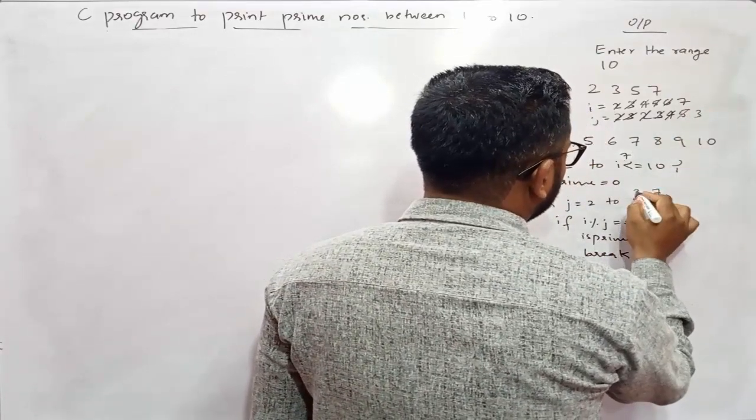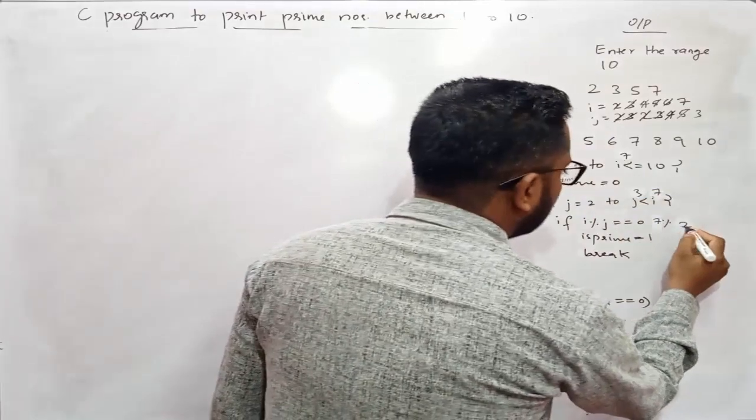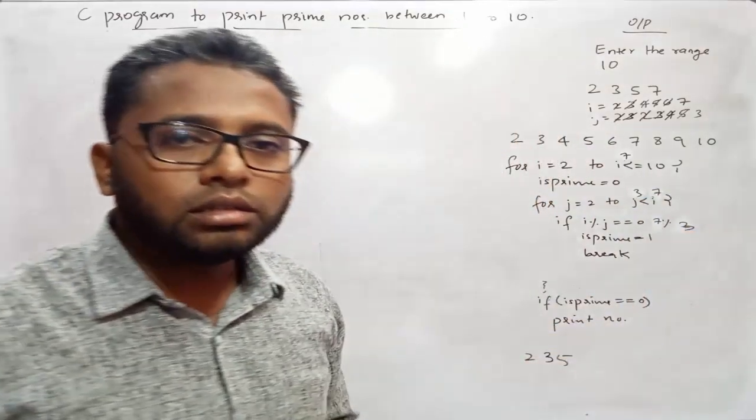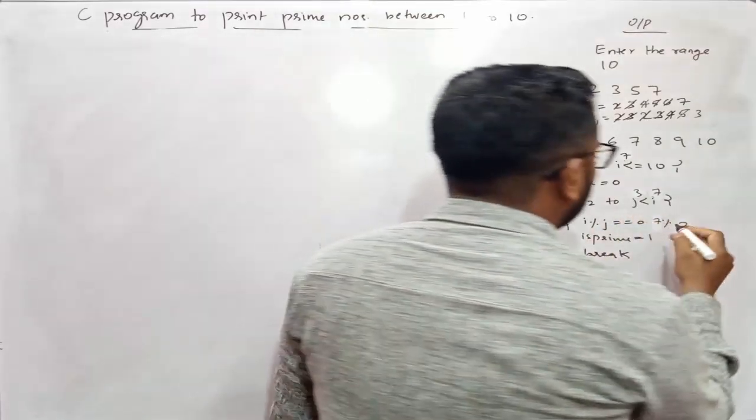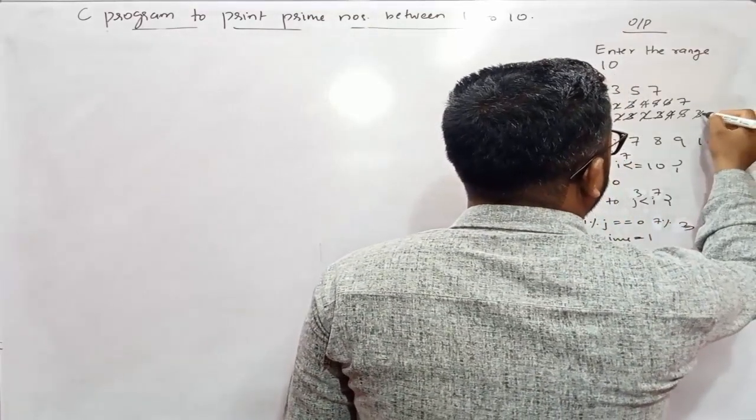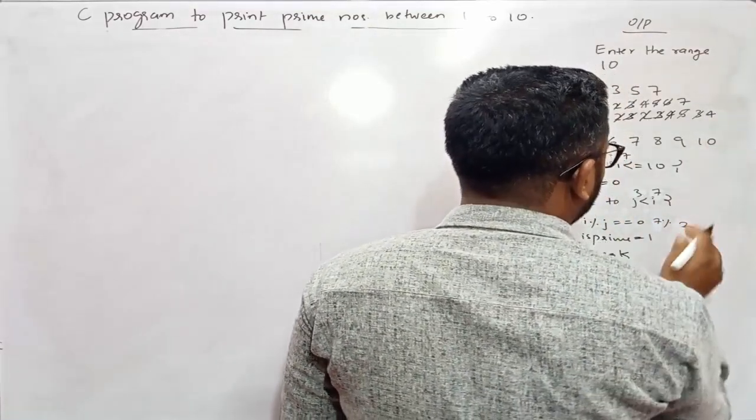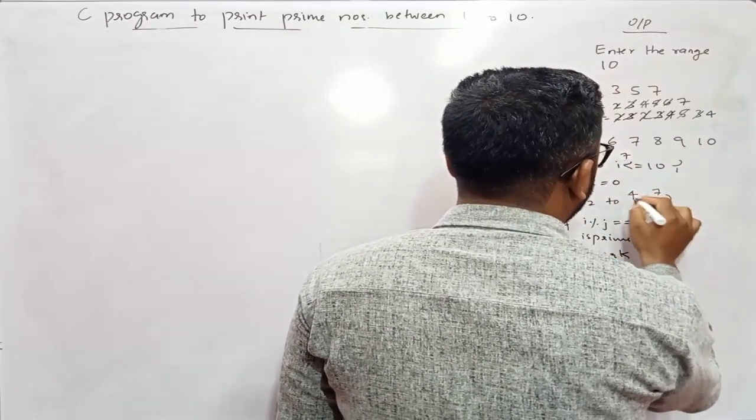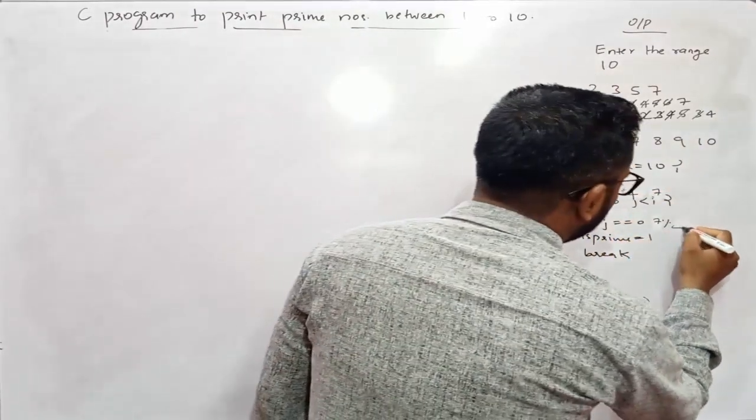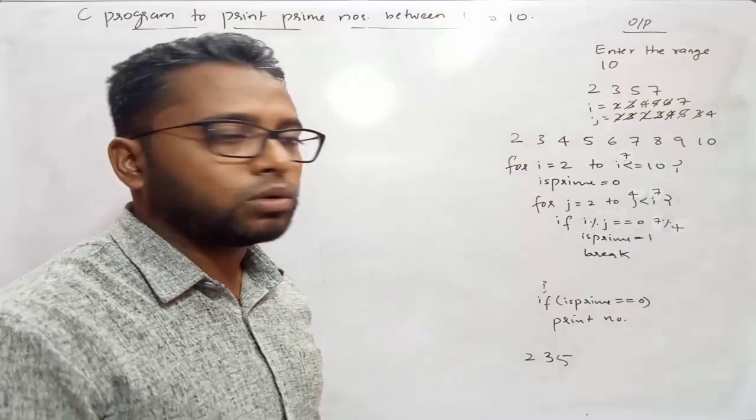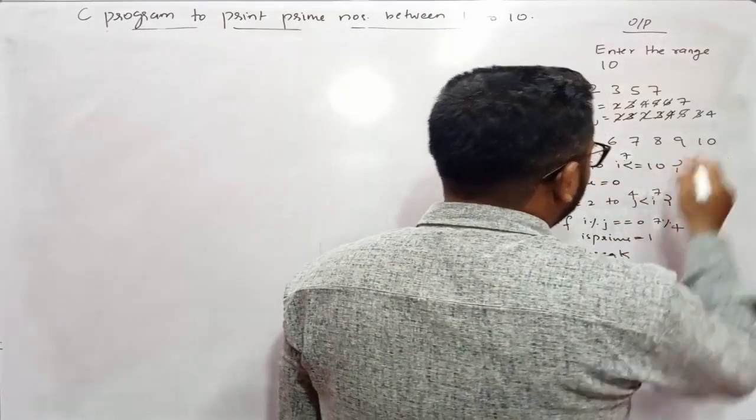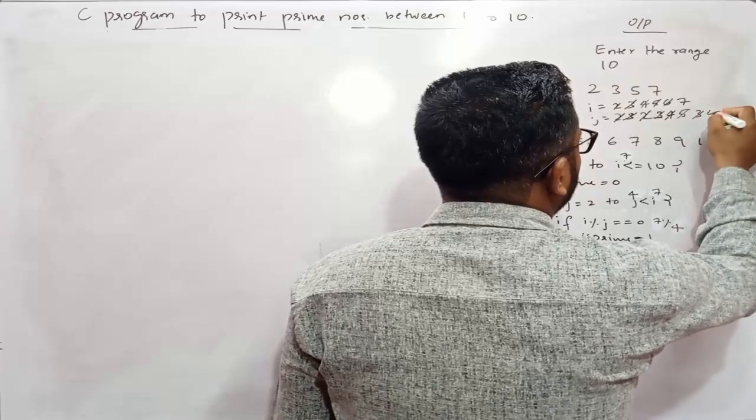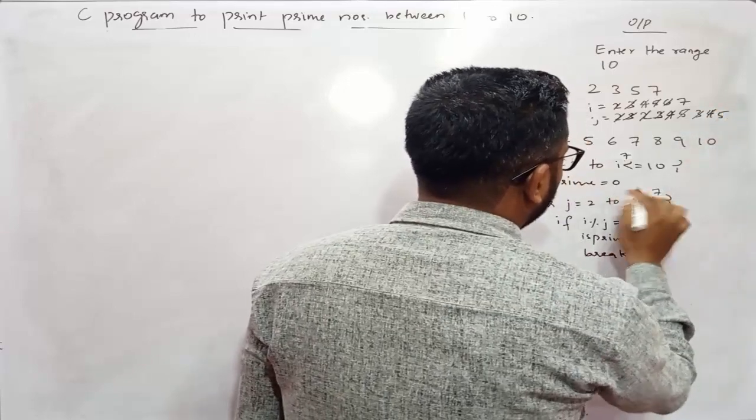Then here 3 is less than 7, condition true. So 7 didn't get divisible by 3 also. So the value gets incremented by 1. Now j becomes 4. Here 4 is less than 7, condition true. So we will just try to divide 7 by 4. No, it's not possible to divide 7 by 4. So again the j value gets incremented by 1, and now it becomes 5.